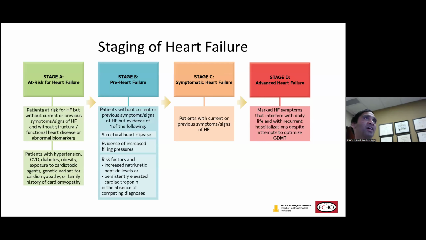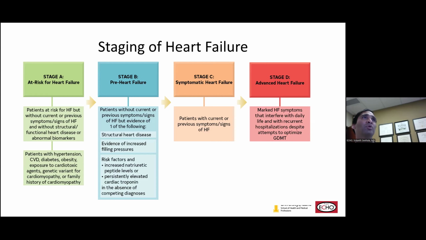So they staged heart failure into stage A, B, C, and D. What A means is truly at high risk, like people who have diabetes, obesity, cardiovascular disease, or are exposed to chemotherapy, and genetic variants of cardiomyopathy. They do not have a low EF, but they are at a higher risk, nothing else, nothing more.